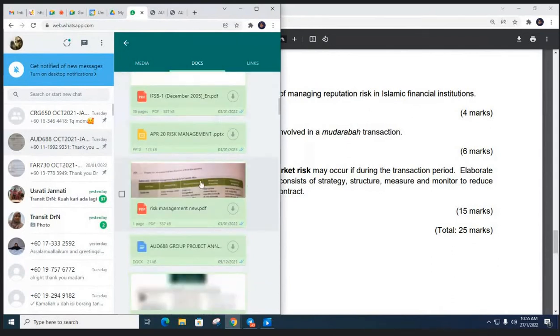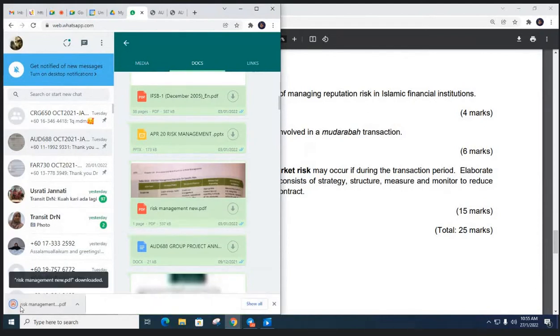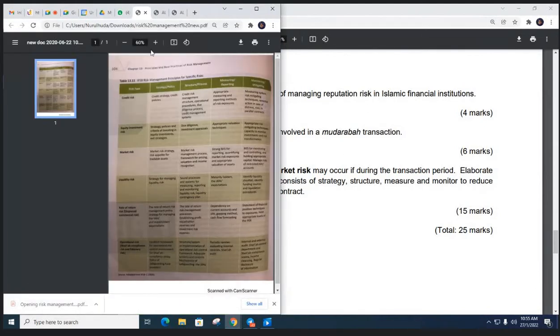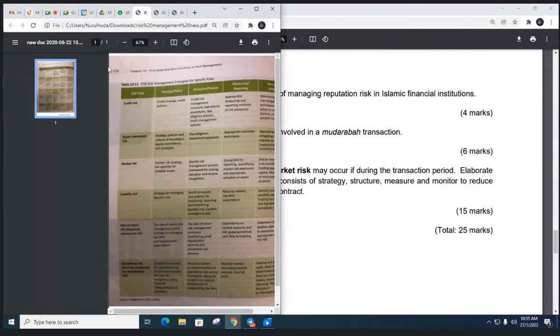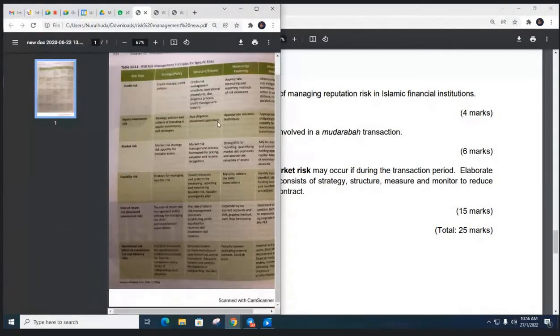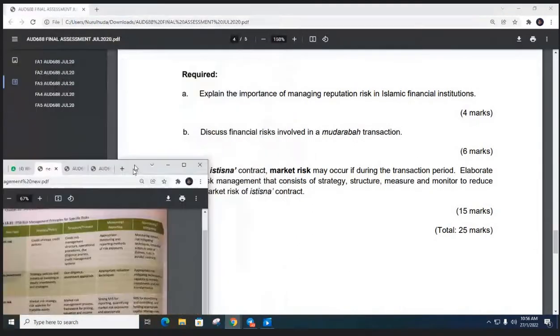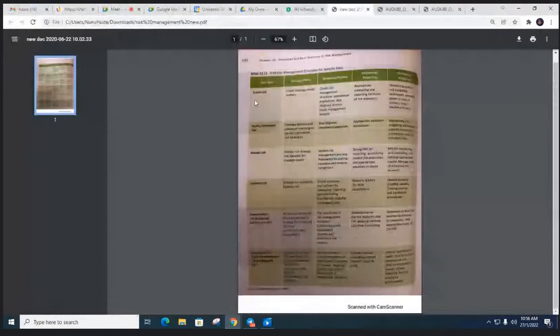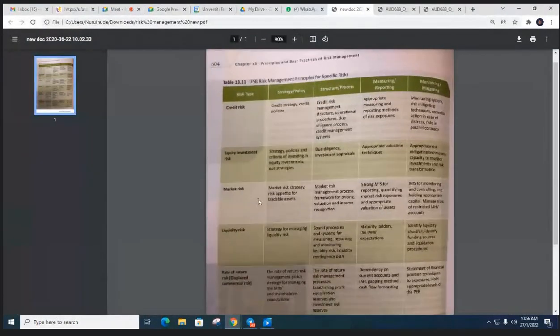Risk management, new. Kita tengok sikit. Okay, kenapa nak kena ada ni, nak hilangkan benda ni macam mana? Market risk. So market risk, inilah yang dimaksudkan, yang diminta strategi, structure, measuring, monitoring. So the market risk for istisna, market risk strategy.